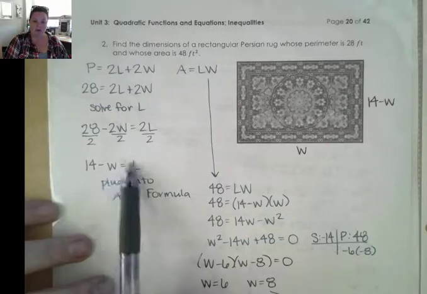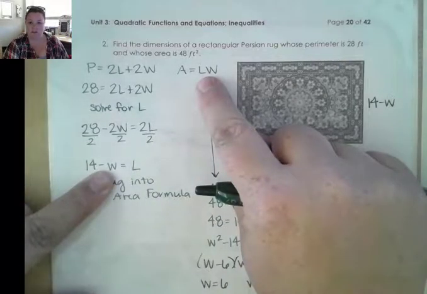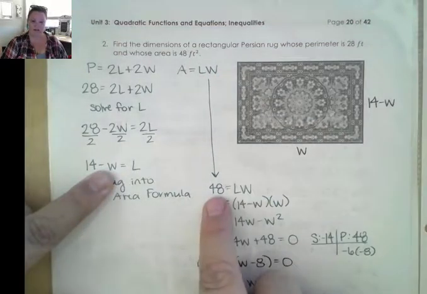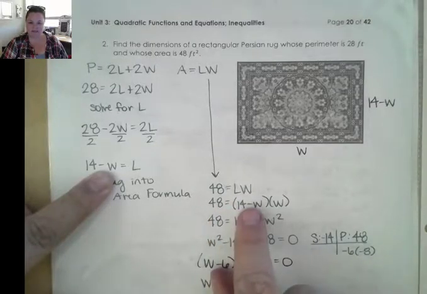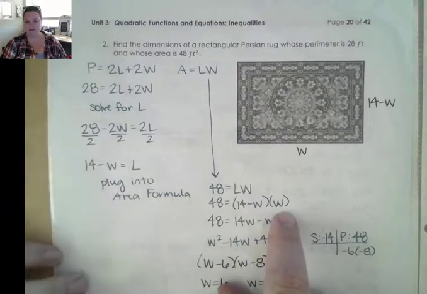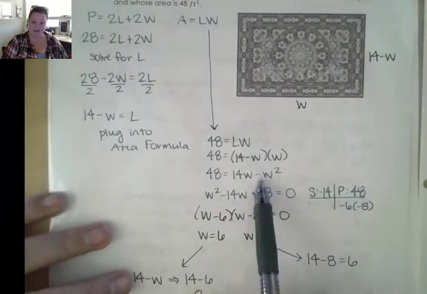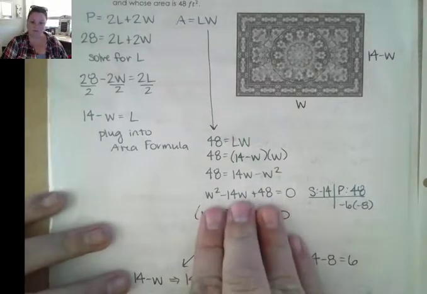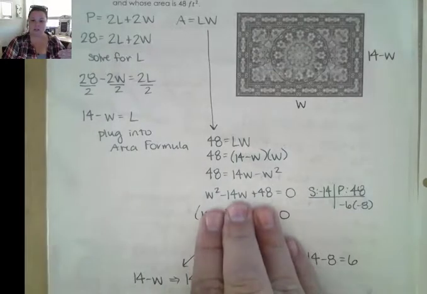So now that I know what L is, I can plug that in for L in my area equation. So my area, 48, is equal to my length times my width. So that means 48 is equal to, instead of writing L, I'm going to write in 14 minus W, because that's what we figured out L is, times my width. And then from here, you can go ahead and multiply this out and move everything to one side so that it's equal to 0.